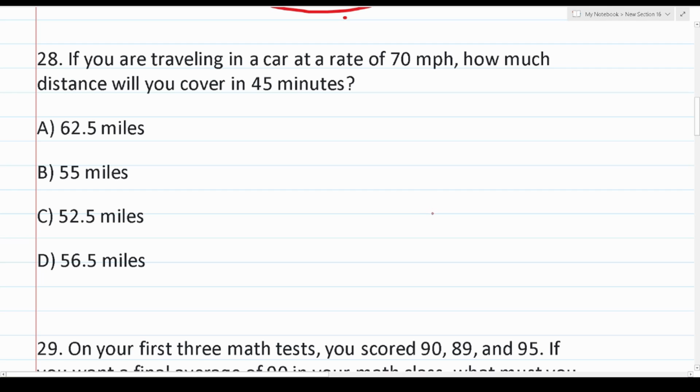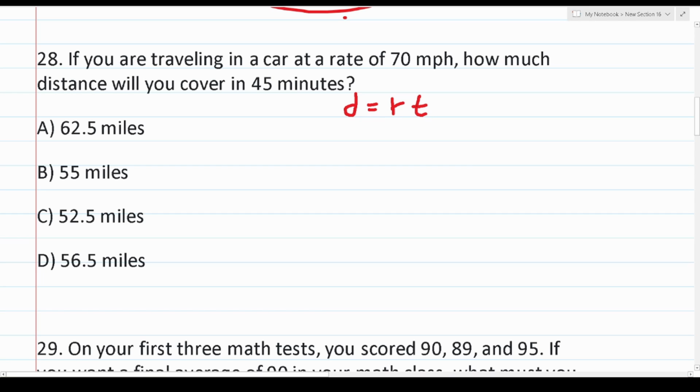All right, so number 28 says, if you're traveling in a car at a rate of 70 miles per hour, how much distance will you cover in 45 minutes? So on the ASVAB, you're going to solve multiple problems involving distance, rate, and time. So you're going to have to know that whenever you see those 3 elements, you're going to use the distance formula more than likely to solve the problem. Distance formula is D equals RT, where D stands for distance, R stands for rate, and T stands for time.